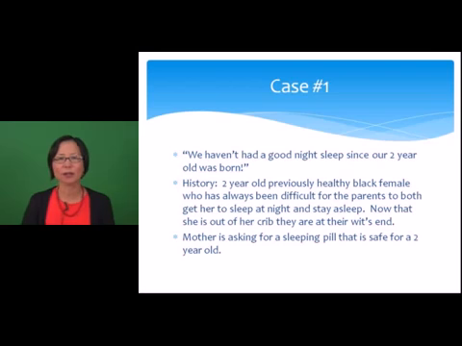Case number 1, parents bring in their 2-year-old child, saying that they haven't had a good night's sleep since she was born. She's a previously healthy little girl who's always been hard for the parents to both get to sleep at night and to stay asleep. And now that she's out of her crib, they're at their wits' end, and the mother wants to know if there's a sleeping pill that she can give her.